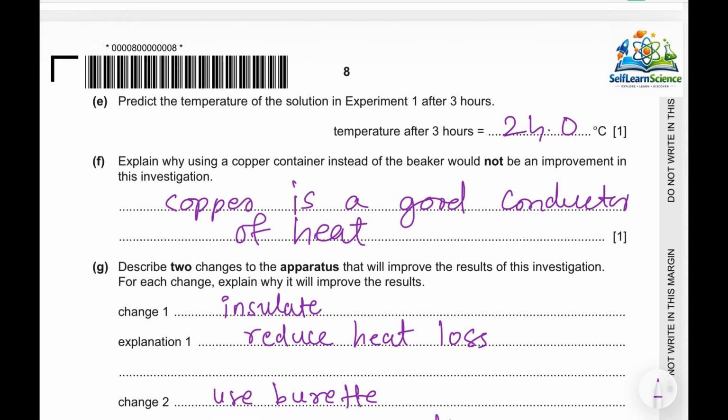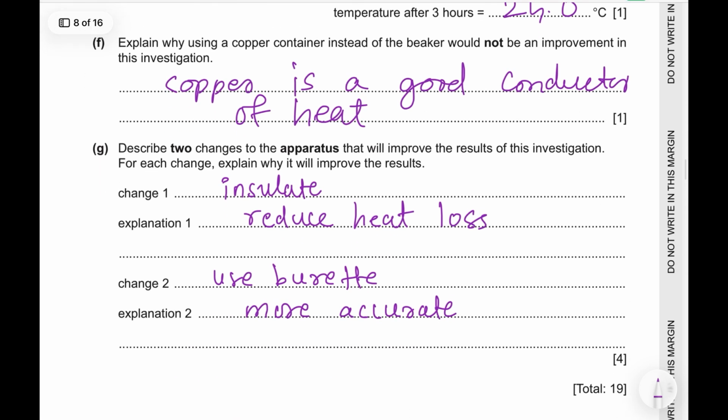Explain why using a copper container instead of a beaker would not be an improvement in this investigation. We are performing an experiment which is based on temperature change. For an accurate temperature change, we should know how much heat is being lost. If we have any good conductor which is conducting the heat, we will not get accurate results. So instead of a beaker, if we are using copper, which is a metal, and metals are good conductors of heat, we will not get accurate results.